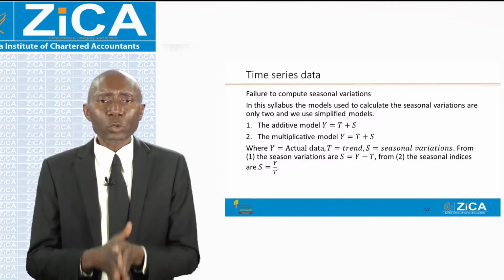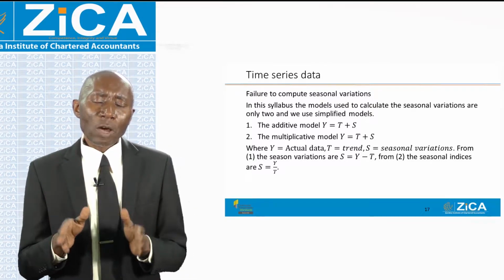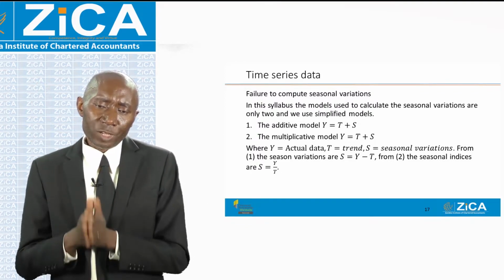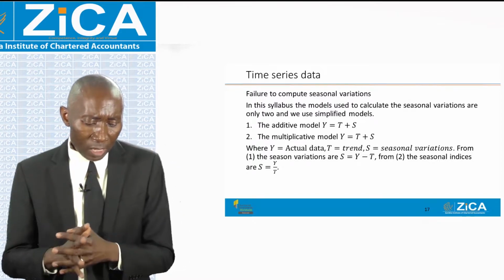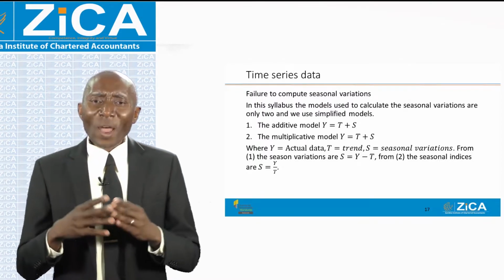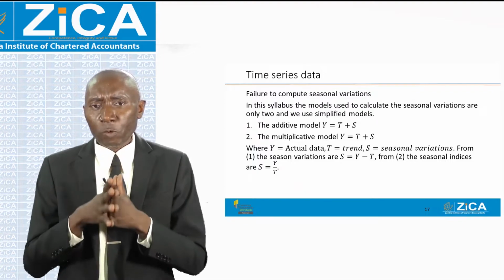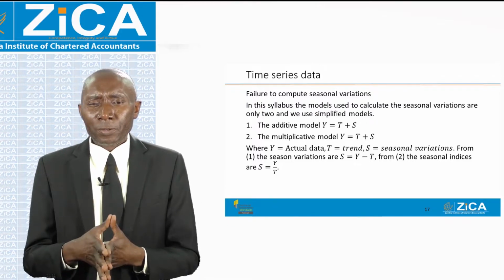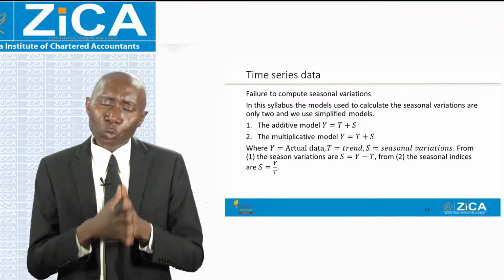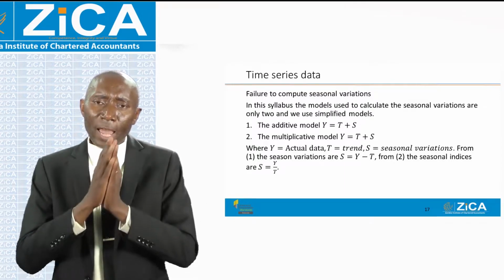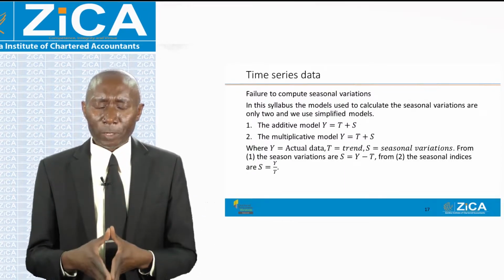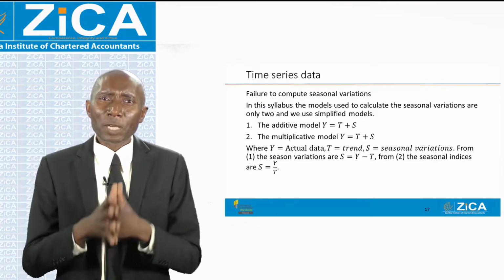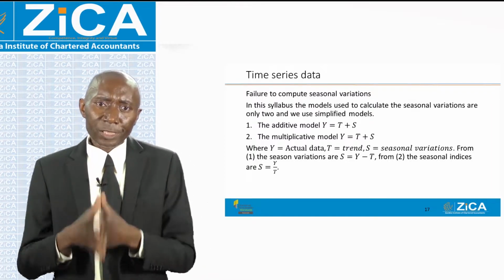The second model is the multiplicative model, where you have y equal to the trend t times the seasonal variation, which is s. You have those two models, and those are the questions which come in. Now, when you are required to find the seasonal variation using the additive model, you just make s the subject, then s will just be equal to y minus t. That is the seasonal variation for the additive model. For the multiplicative model, you make s the subject. So you divide both sides by t, and your seasonal variation becomes y over t. The t is the trend.